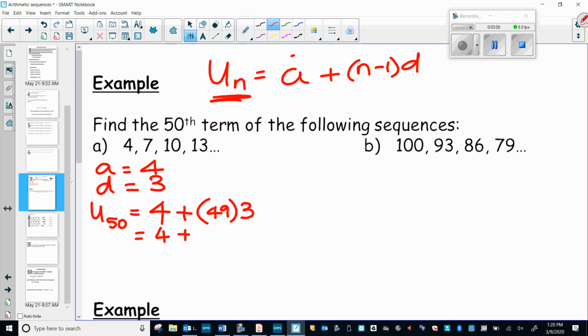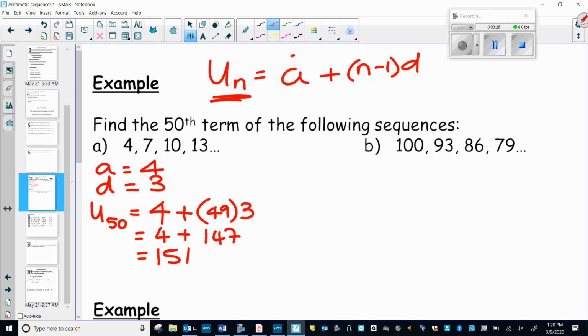What's 3 lots of 49? Well, what's 3 lots of 50? 150. And then take away 3. Okay, that was a good way of doing it, wasn't it? Yes, that was wonderful. You should be a math teacher. Okay, so what's 4 plus 147?